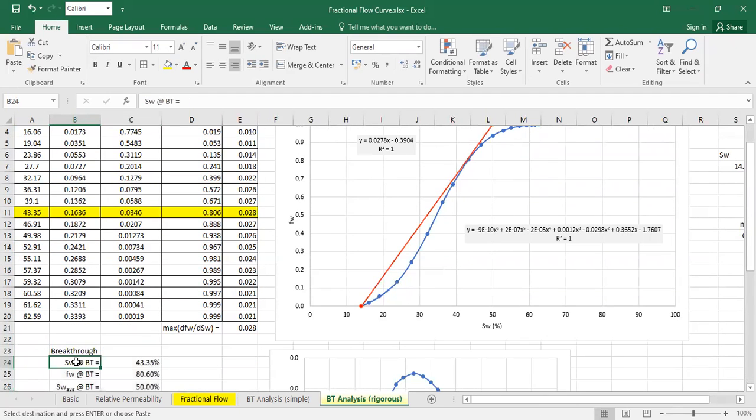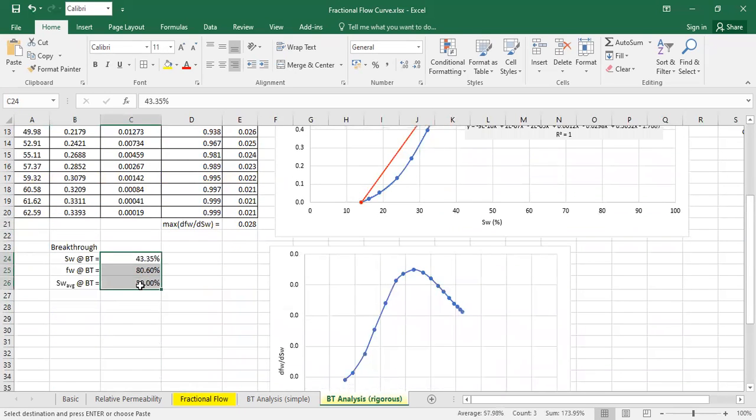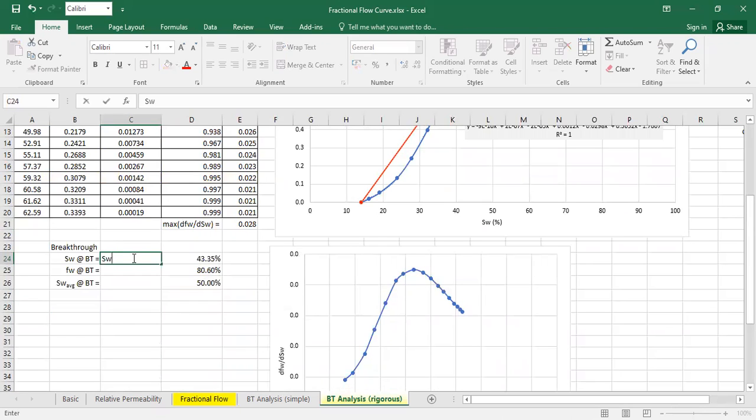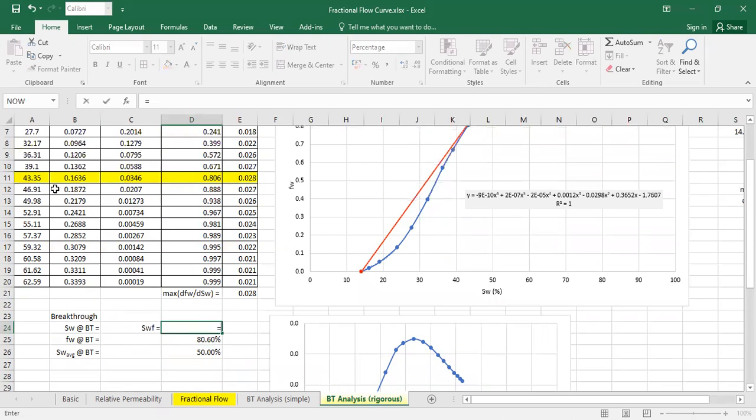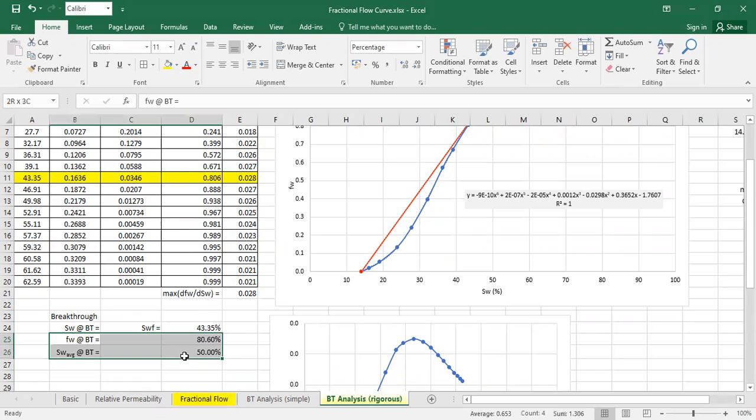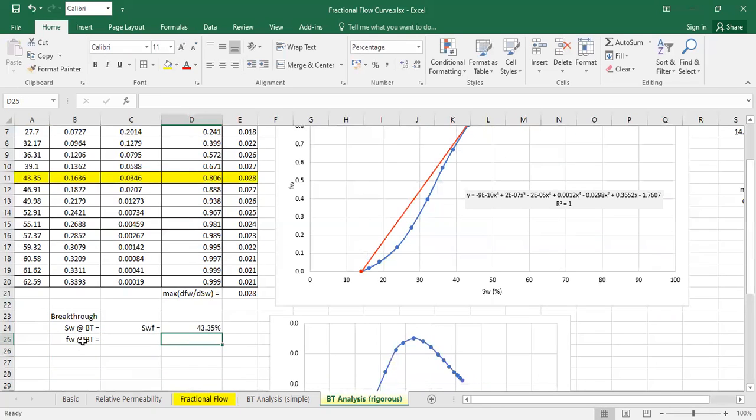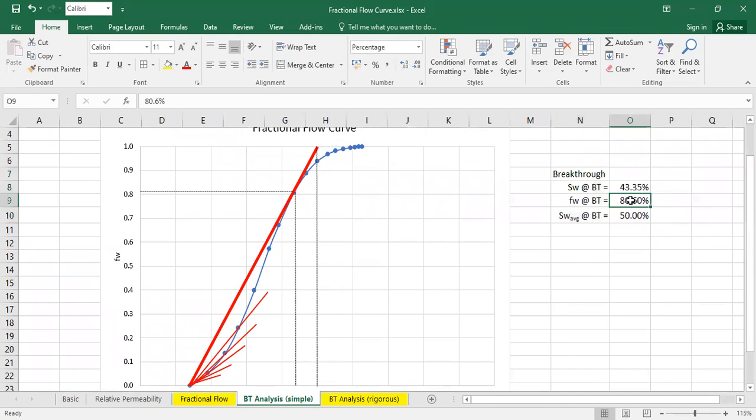The water saturation at breakthrough, which is actually the same with saying water saturation at front, Swf, is actually 43.35%. And we can also, let's say, divide it by 100, 43.35%. Okay, and to know the fractional flow at front, just take it from that, 80.64%, which is pretty much very, very close with the simple guess like that.